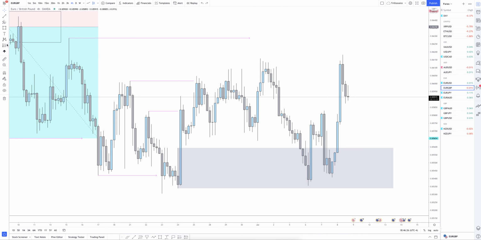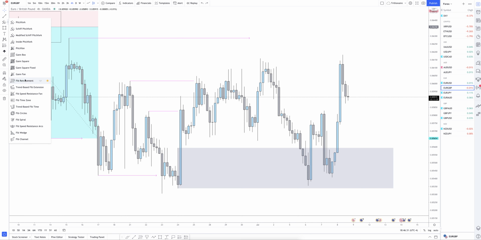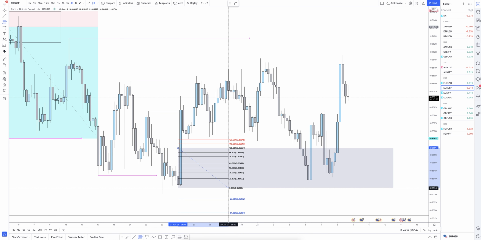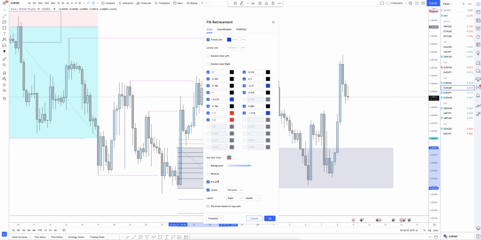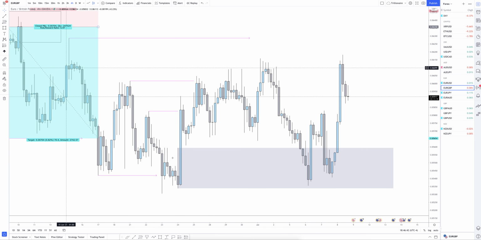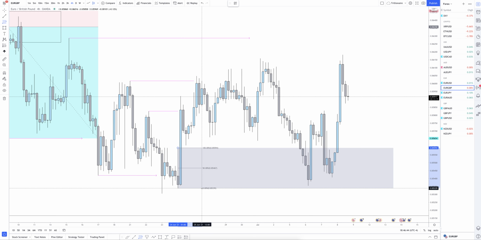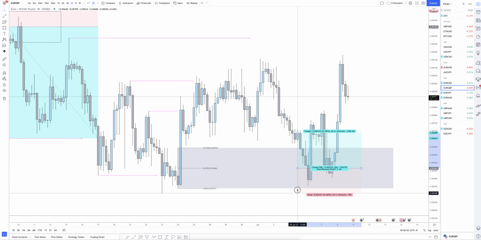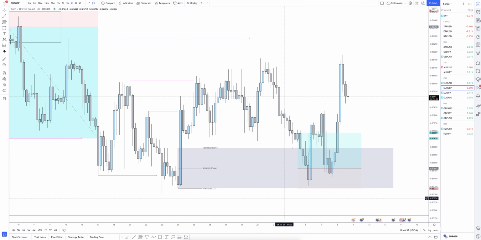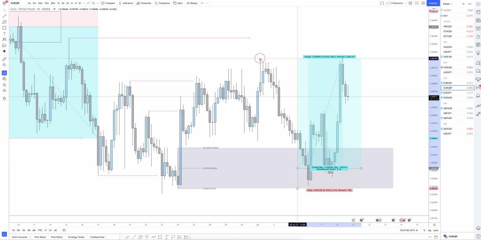Even if you were to use 50% of this order block, your stop loss would still be around 11 pips, 12 pips. And to me, it's just not worth risking, having a 5.42 risk to reward.